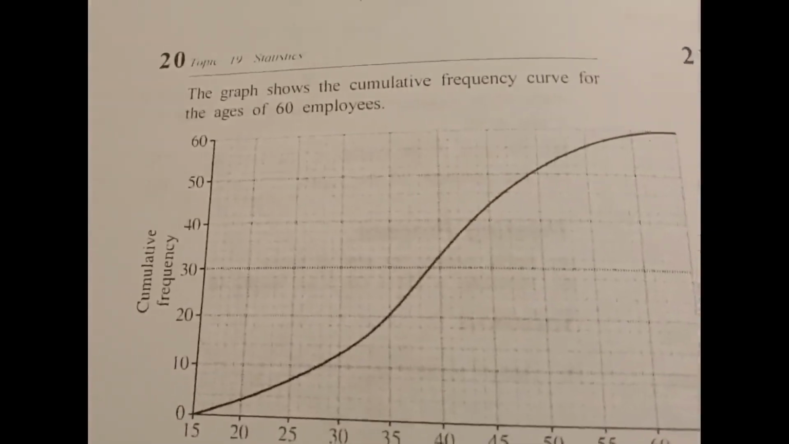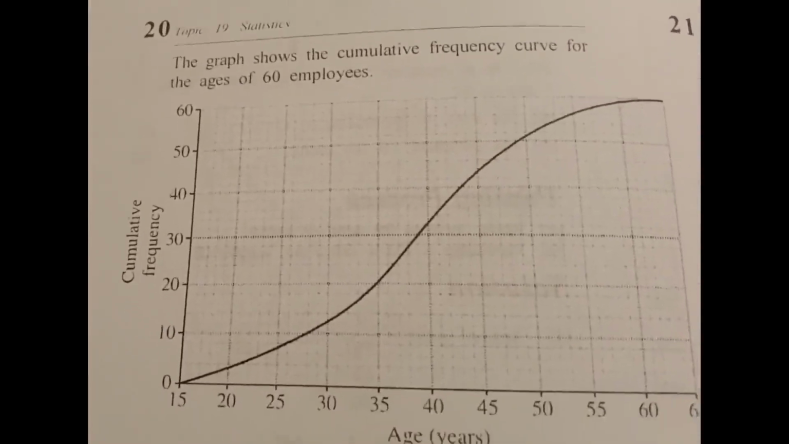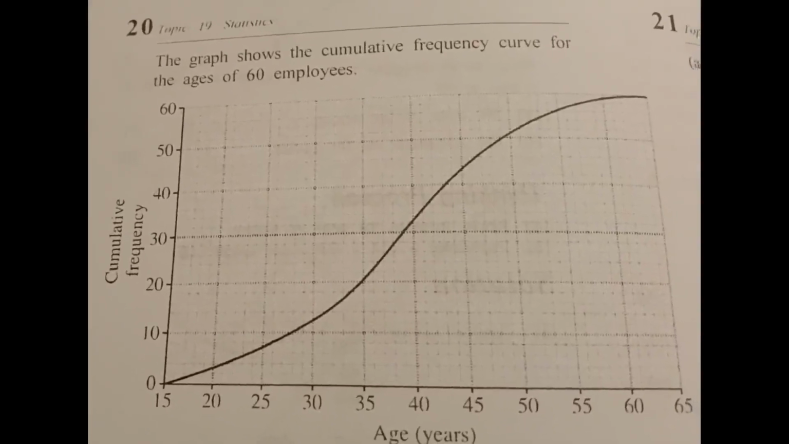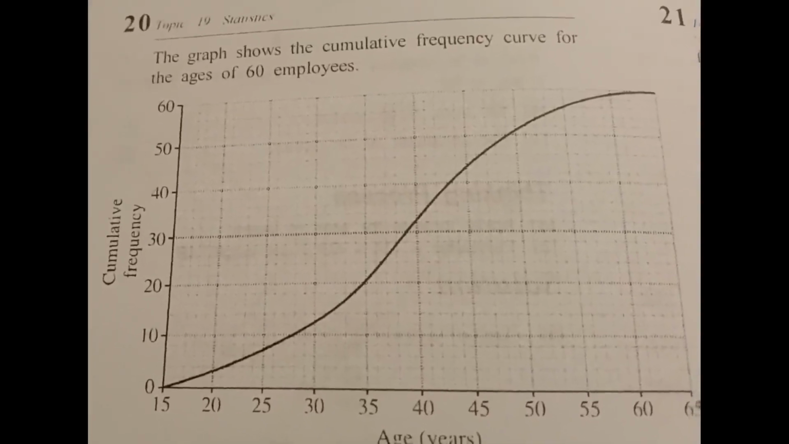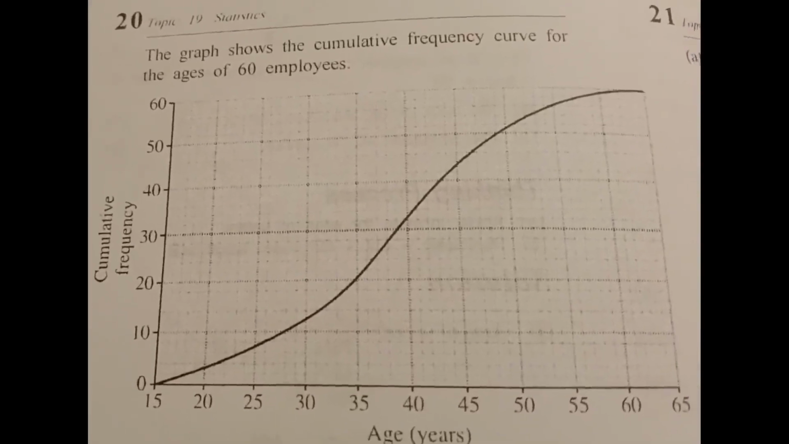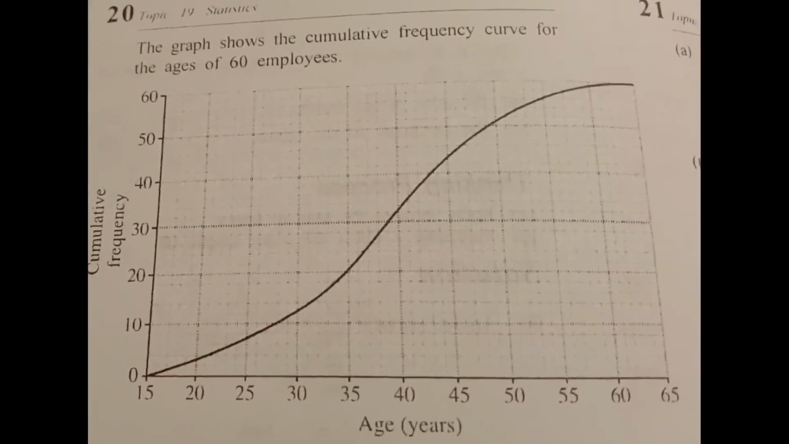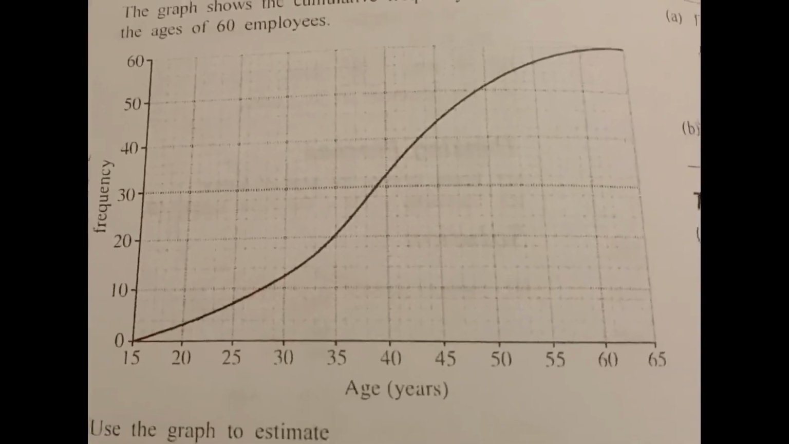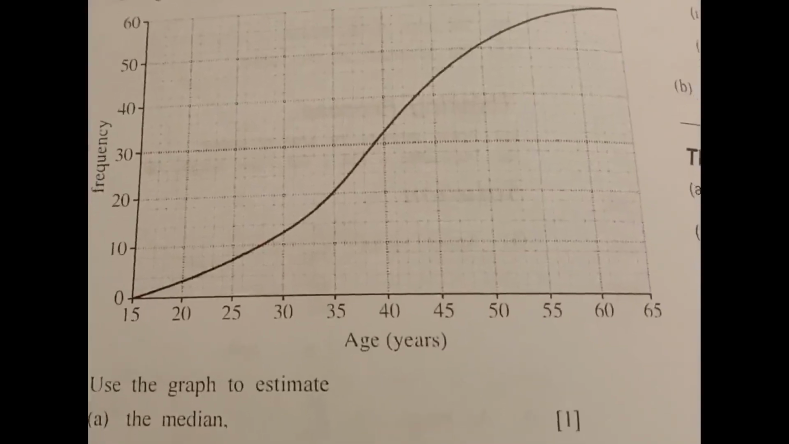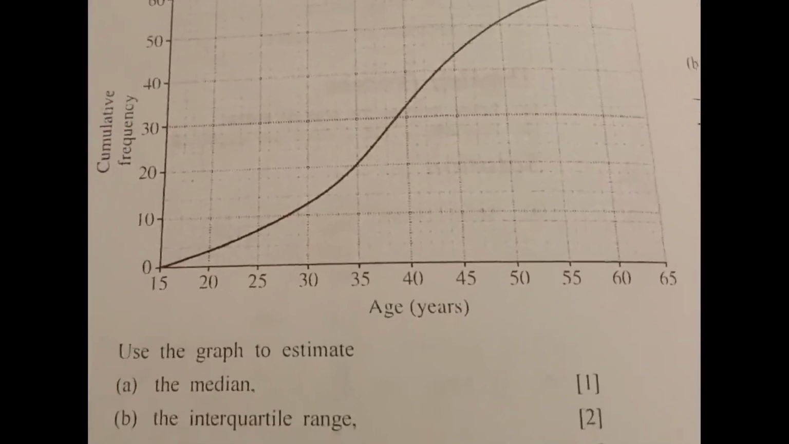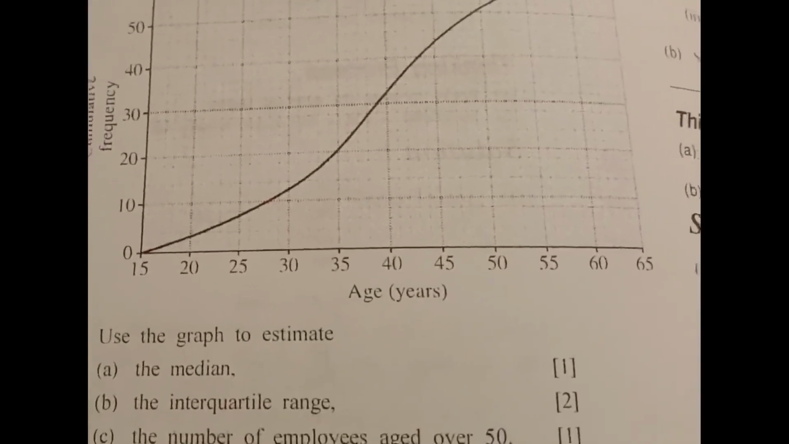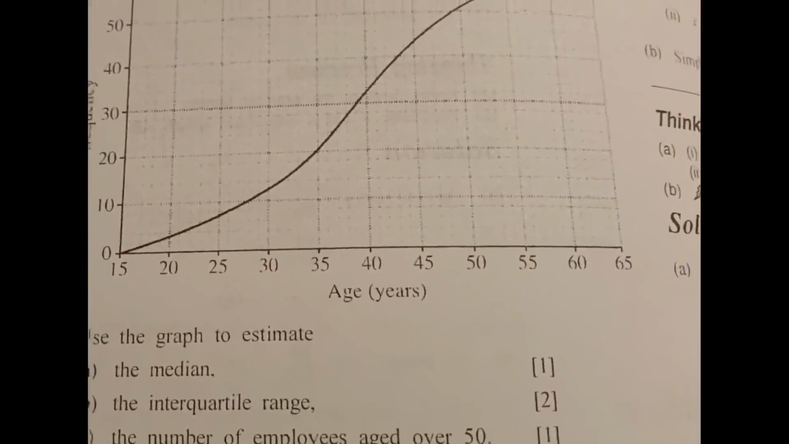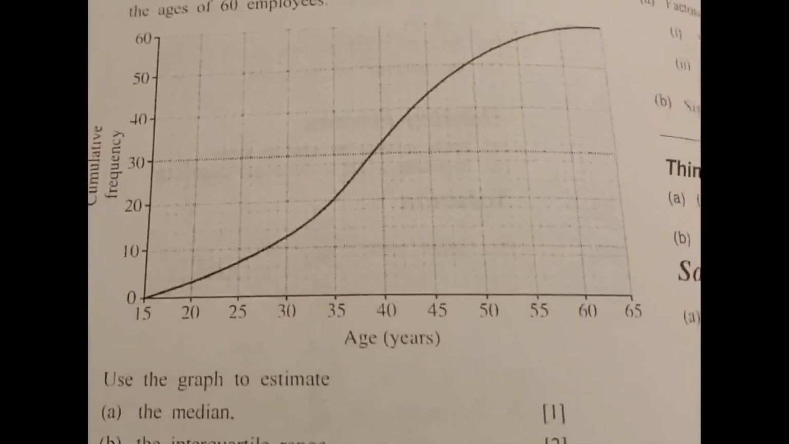The next question is about statistics. The question is, the graph shows the cumulative frequency curve for the ages of 60 employees. It is given a cumulative frequency curve in which on the y-axis it is cumulative frequency and on the x-axis it is ages. Question is, use the graph to estimate number 1 the median, number 2 the interquartile range, and number 3 the number of employees aged over 50.